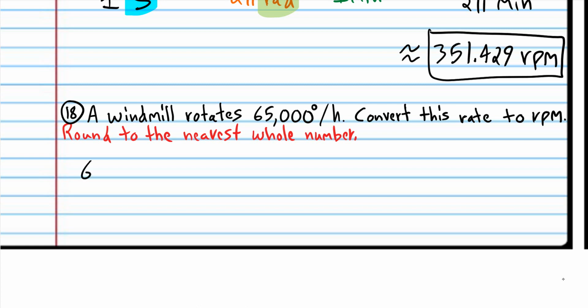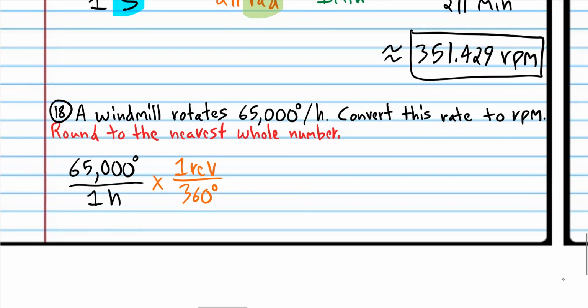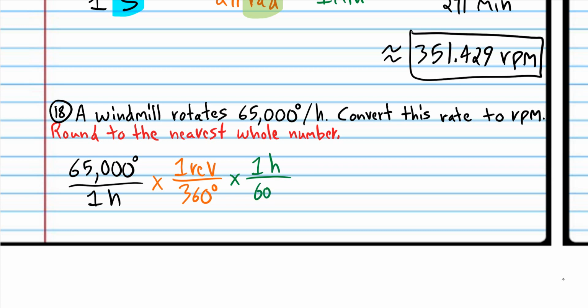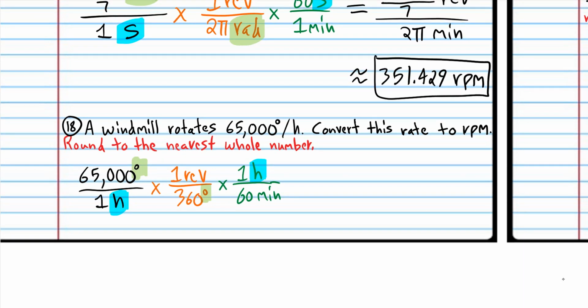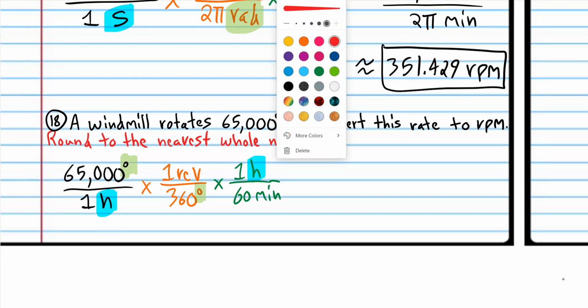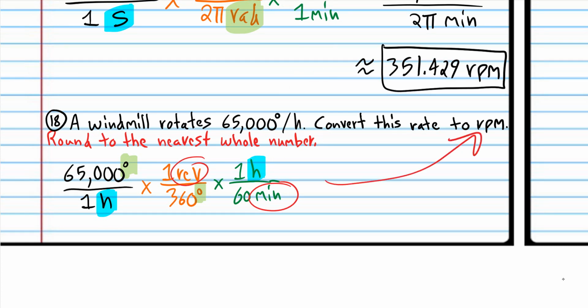All right, we're back. So let's write our starting rate. We have 65,000 degrees every 1 hour. And we're going to convert from degrees to revolutions. And then we're going to convert from hours to seconds, actually hours to minutes. There's 60 minutes in 1 hour. So our hours cancel out, and our degrees cancel out. That's how we know that we did the problem correctly. And the leftover units are minutes and revolutions. That's what we're looking for, RPMs, revolutions per minute.